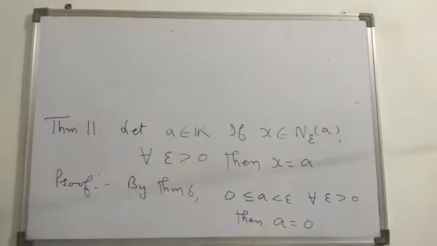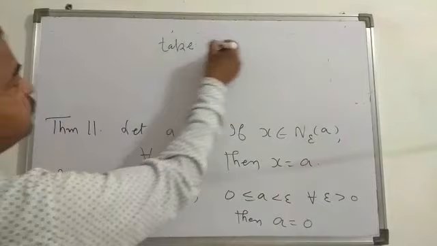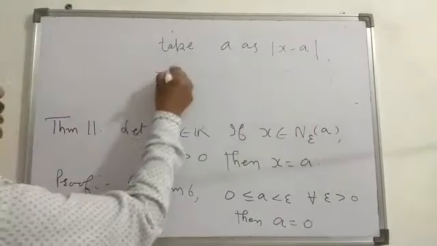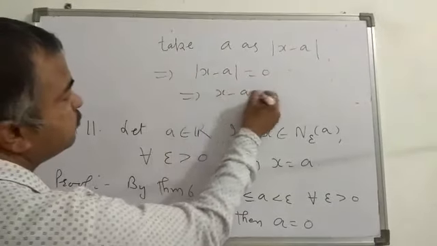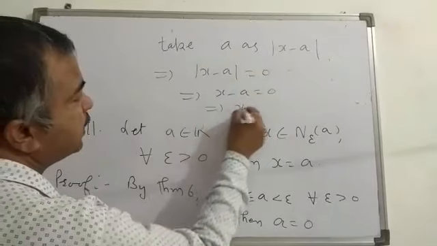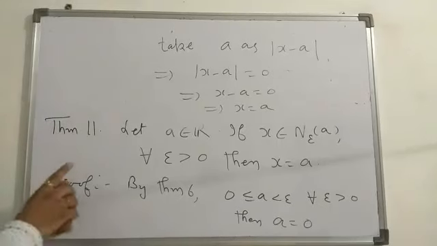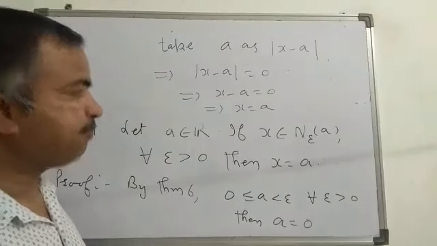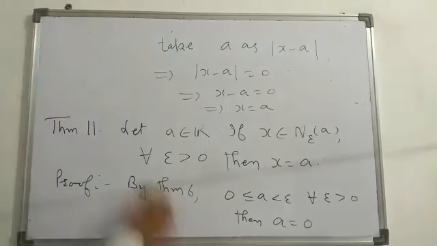I am writing it again. So take A as x minus A. It implies x minus A is 0, or x equals A. So this is what we have to prove. That is, if A is a real number and x is an element present in every epsilon neighborhood of A where epsilon is positive, then x is equal to A.